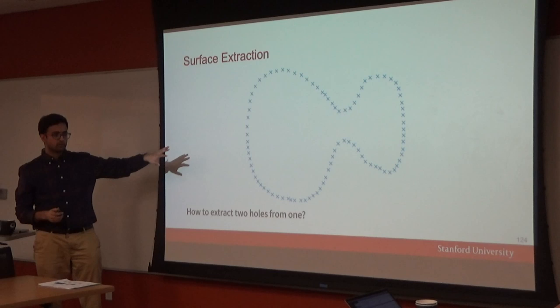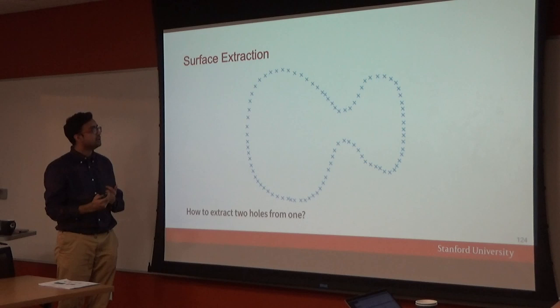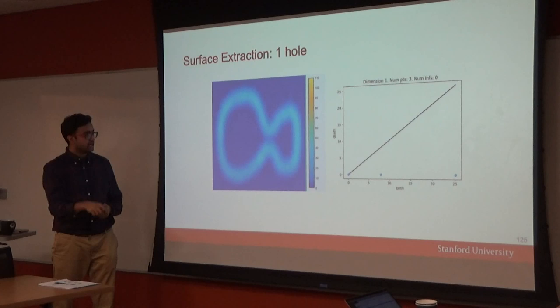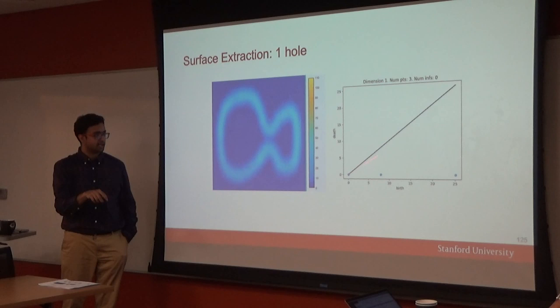If I want a single hole, then I should be able to get a single hole. If I want two holes, then I should be able to get two holes. So how do I get a single hole? I first throw Gaussians around each of these points in the point cloud, and then I compute the persistence diagram. So the persistence diagram here has two points. One is very far away from the x equal to y line, and one is very close to it.